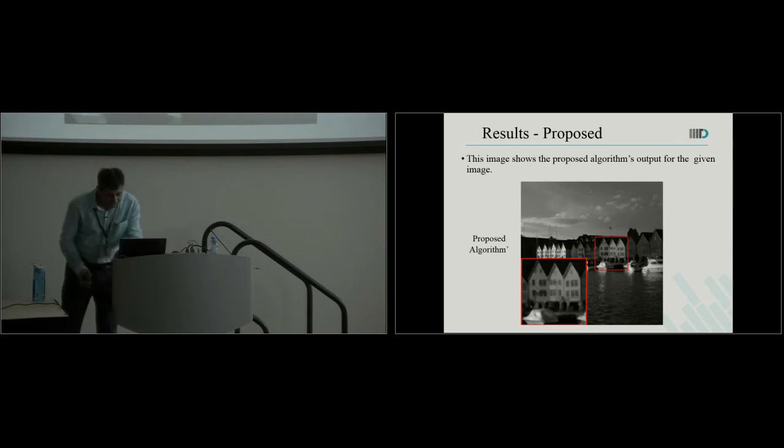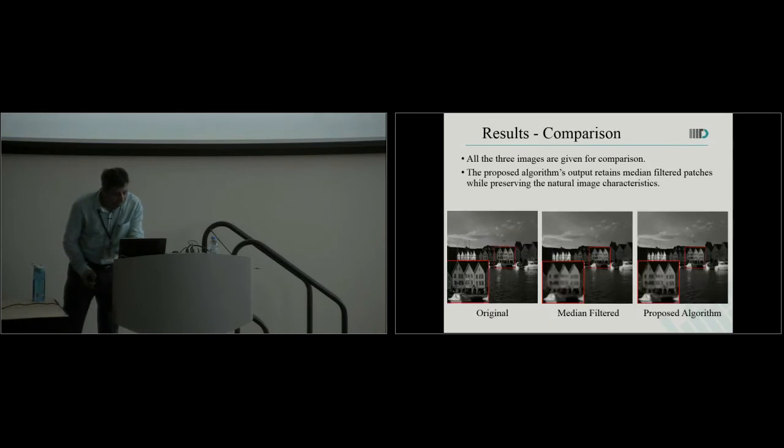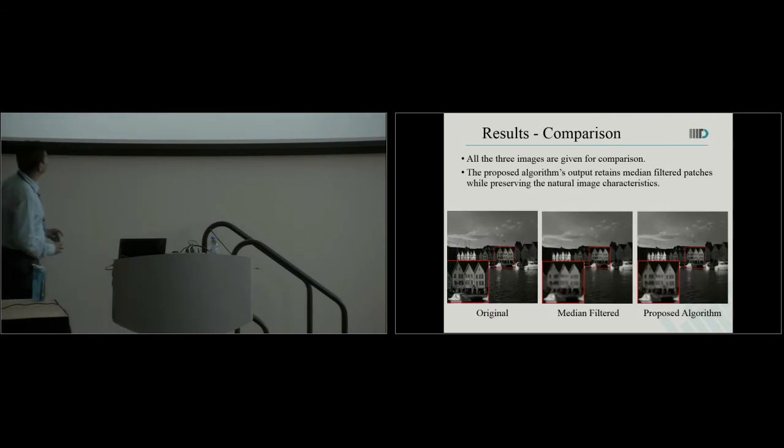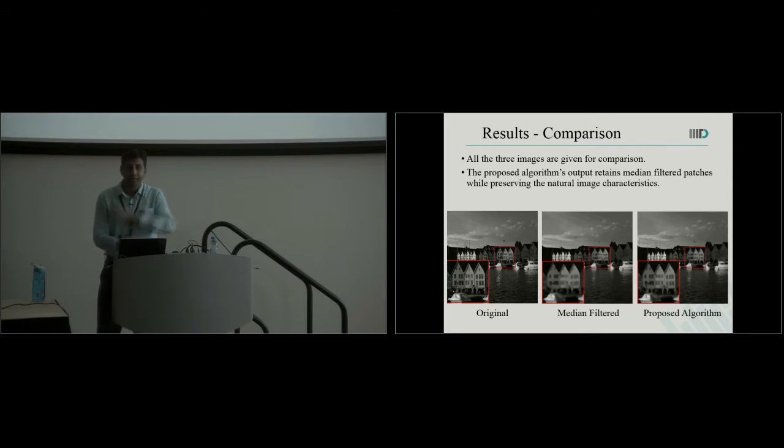So I'll show a side-by-side comparison of the original, median, and the proposed output. So here is what it is. For the original, if you see again, we have those edges clear. In the median filtered, they have been blurred, and in the proposed one, they have been preserved to some extent. So it's not completely blurred, neither is it as sharp as the original image. So we have both the function of the median filter as well as the original image.